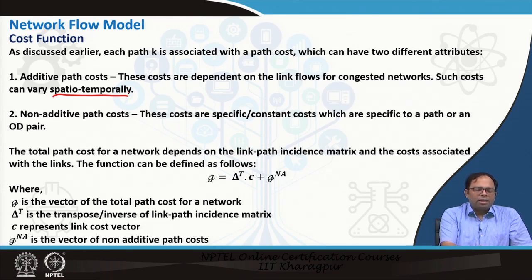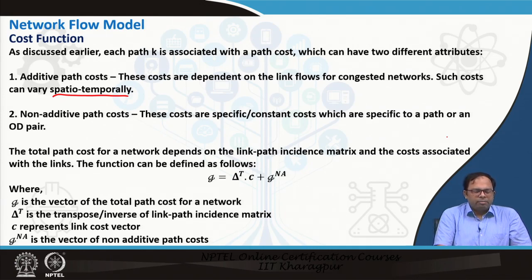And there are also other costs which are non-additive path costs. This cost is a specific constant for each link, which is specific to a path or an OD pair. So, this is a fixed cost that you have to give. That means if there is a bus fare along a particular route, that is fixed, whereas the travel time will vary. So, if I have a generalized cost function with the cost of the fare plus the travel time, then automatically one will vary as per the congestion levels, and the other will remain fixed.